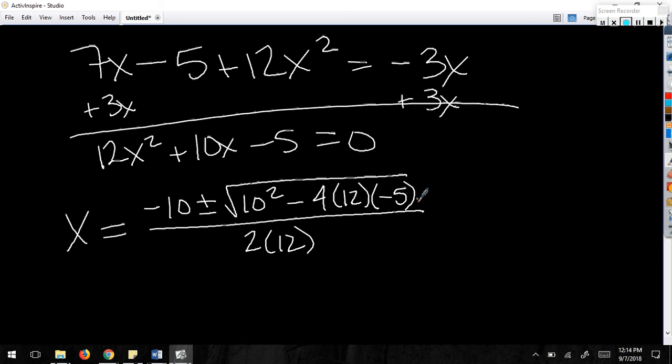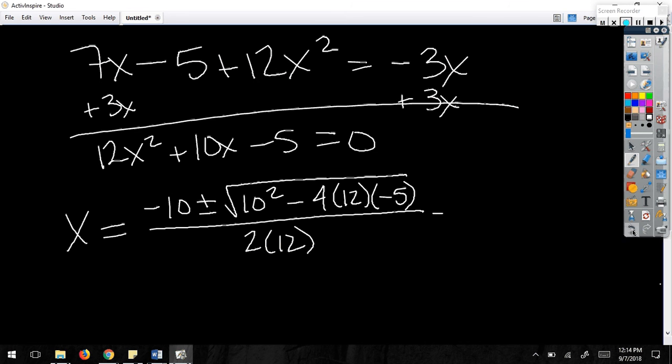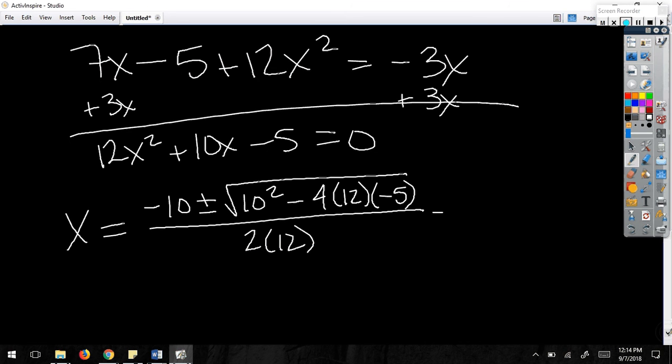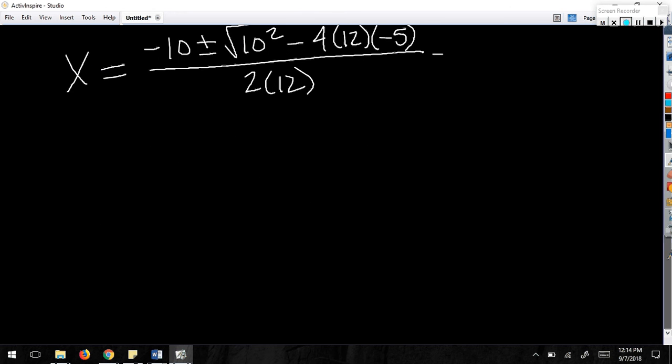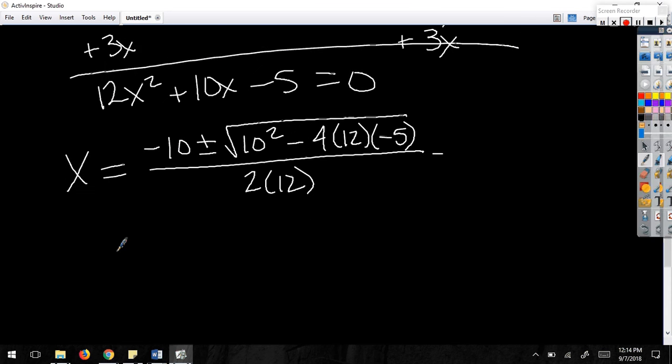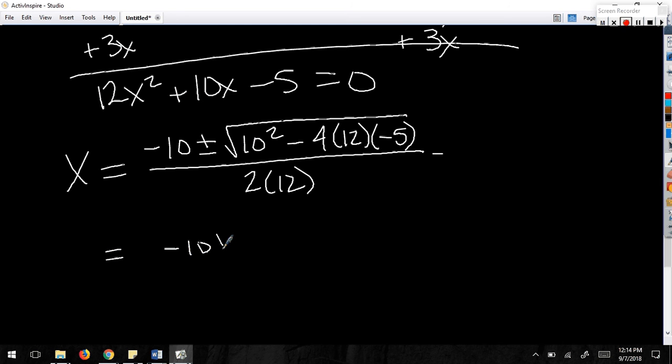Now I see why it's hard. Now, it's not hard if you take it a step at a time. Look under the radical. Simplify under the radical first. Okay? So here, I'm going to do 100. 4 times 12 times negative 5 is what?